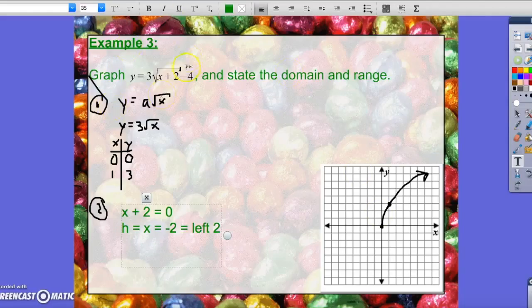Let's think about k. K is the number off to the right. K just equals negative 4. So once again, the h is the opposite sign of what's in here, so I set it equal to 0. The k is off to the right as is, so it's negative 4. K, or y, goes either up or down. So if I have negative 4, that would mean down 4.